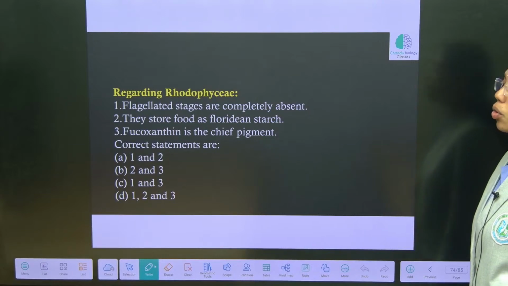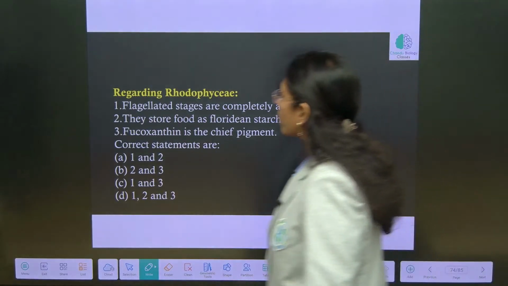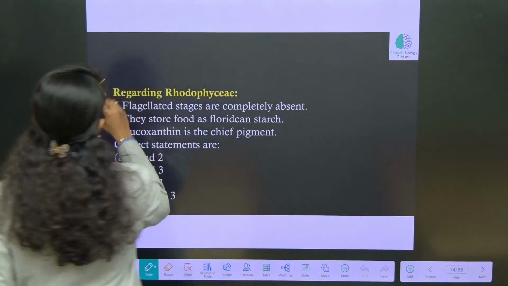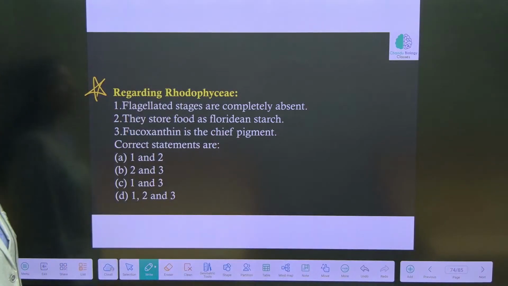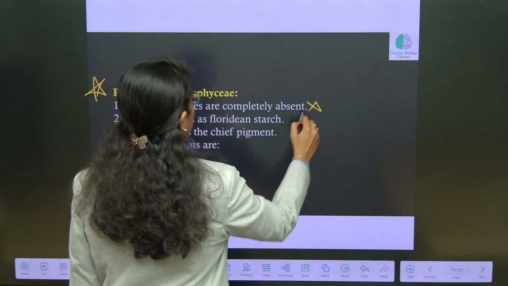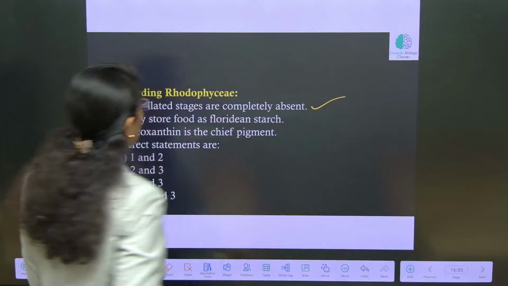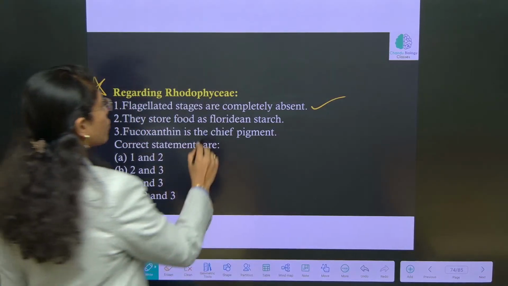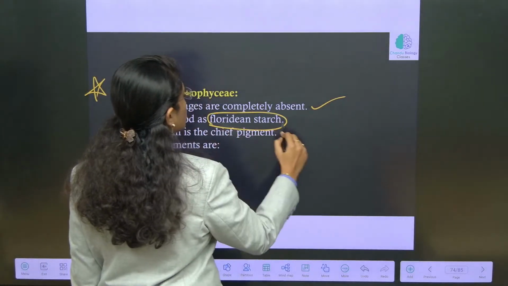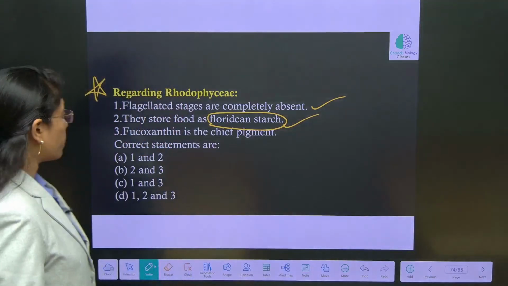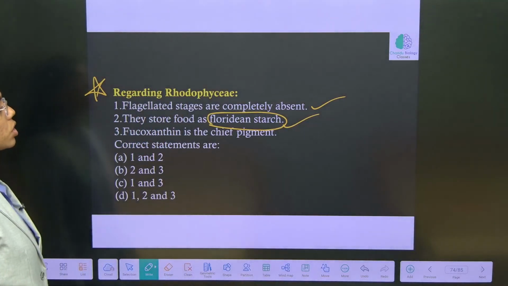Next, regarding Rhodophyceae. Flagellated stages are completely absent in the Rhodophyceae. The stored food material is Floridean starch, which is structurally similar to glycogen. And fucoxanthin is the chief pigment.